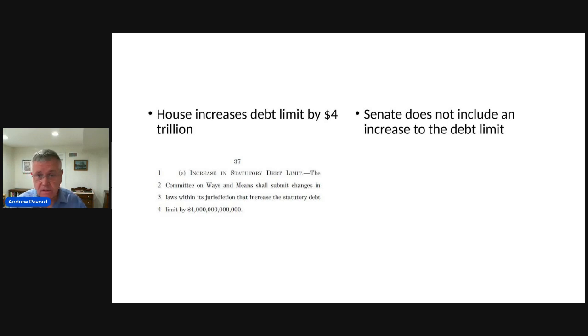One thing that's very interesting is that the House version of the bill, of the resolution, I'm sorry, increases the debt limit by $4 trillion. And that will obviously be very, very controversial because some members of Congress do not want to increase the debt limit, but it's there in the current draft. The Senate doesn't address this issue. So they either are going to add that later or they're looking to another legislative vehicle to increase the debt limit.